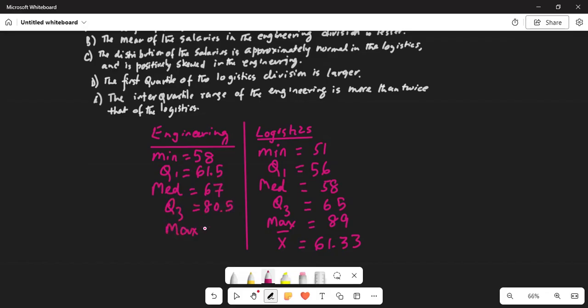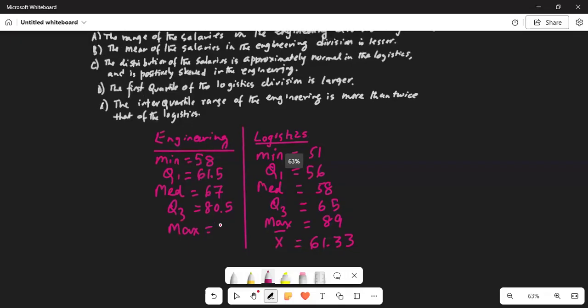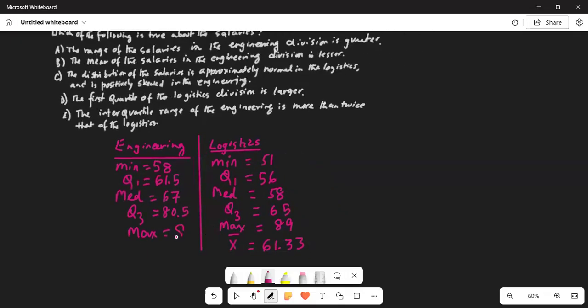Maximum is equal to 86, and mean, or X bar, is equal to, which is at the top, 70.05. Now let's look at the option. Range of size is greater, so I have to calculate now the range.